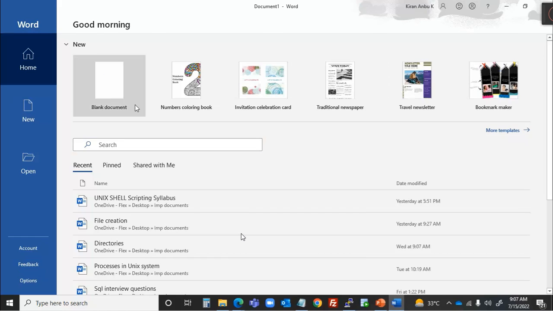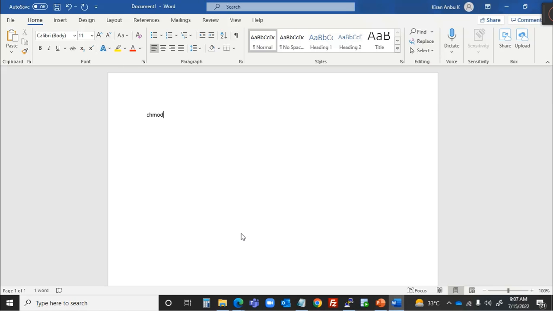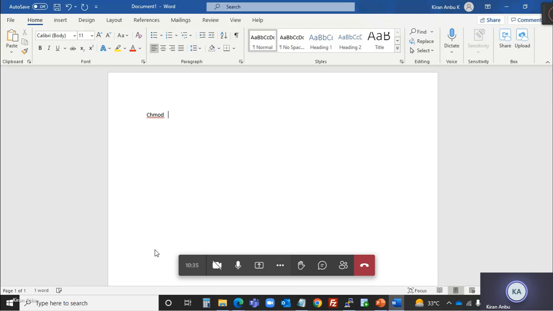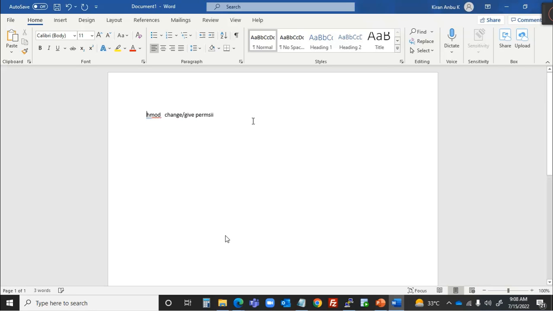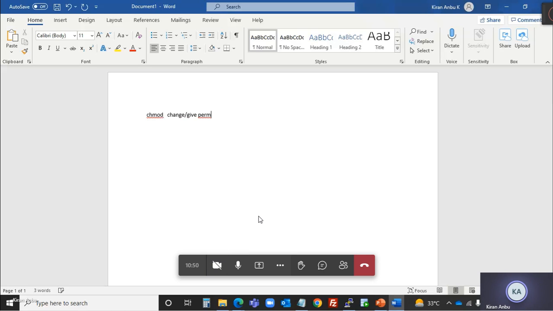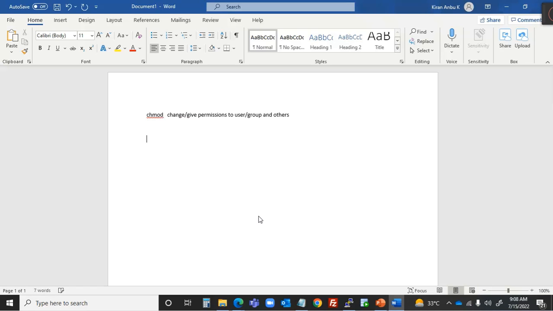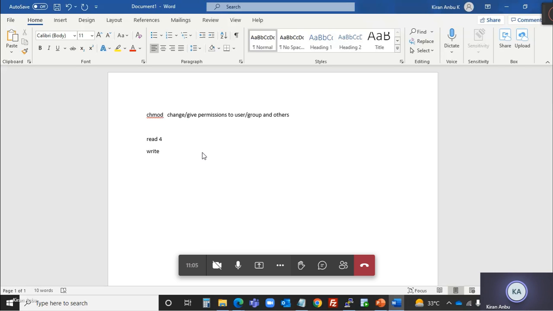So today we will see about chmod. Actually, we have already discussed chmod. It changes or gives permissions. So we already discussed the octal notation: read is 4, and write is 2, execute is 1.